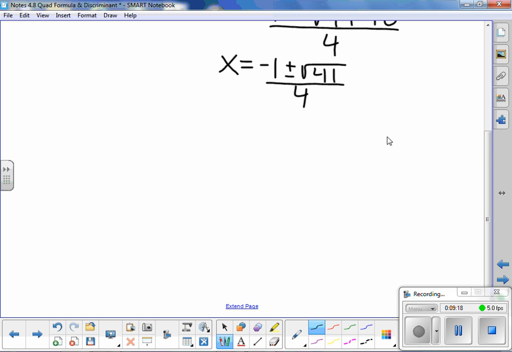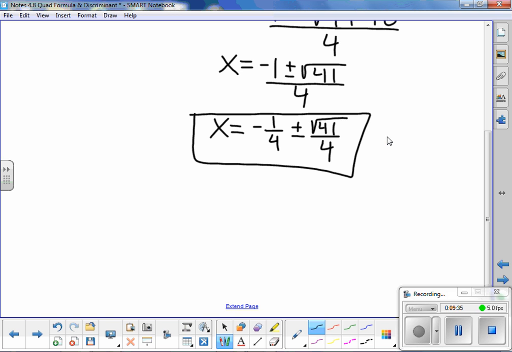Now, I've seen this done different ways. Negative 1 over 4 plus or minus the square root of 41 over 4. I would like for you to split it apart like this. Now, some teachers are okay with this, but I'm not. So I want you to do this.